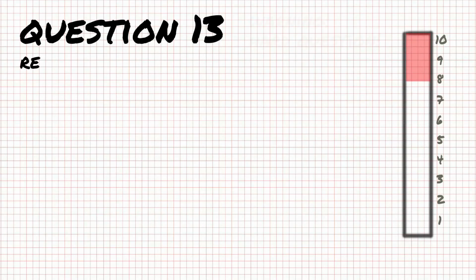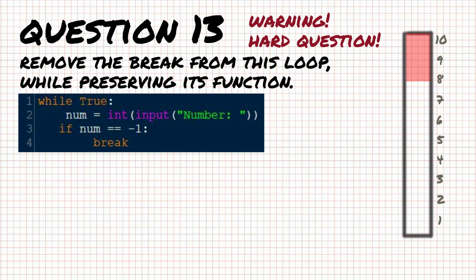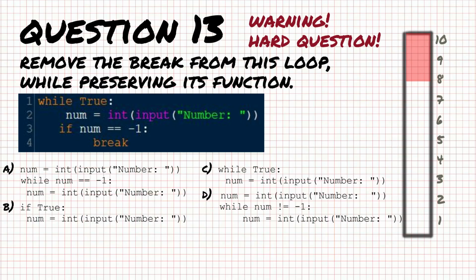Question 13. Remove the break from this loop while preserving its function. While True: num = int(input("number")), if num == -1: break. Is it A, num = int(input("number")), while num == -1: num = int(input("number"))? B, if True: num = int(input("number")). C, while True: num = int(input("number")). Or D, num = int(input("number")), while num != -1: num = int(input("number"))?